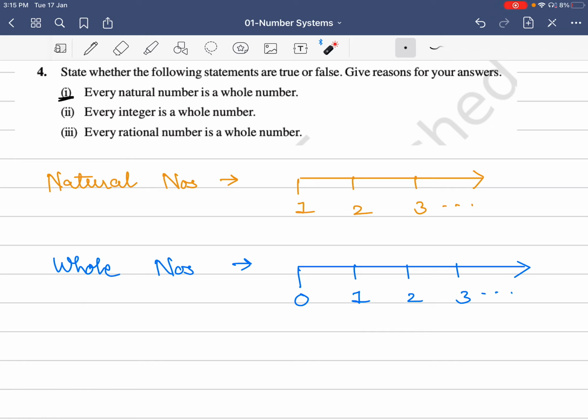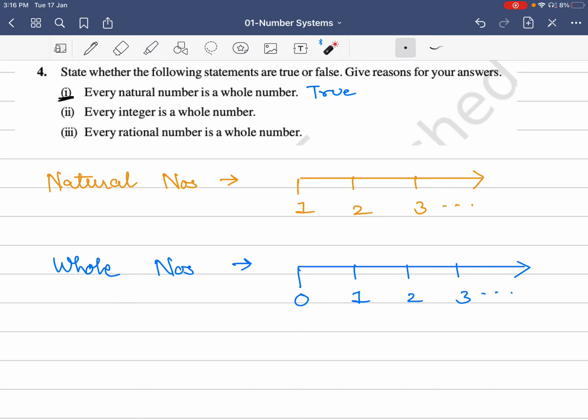Okay, now let's read the statement again. Every natural number is a whole number. It is present in this whole number line. As you can see, you can pick out any natural number from this number line, and it will be present on the number line of the whole numbers. So yes, the first statement is absolutely true. We are going to mark it as true.